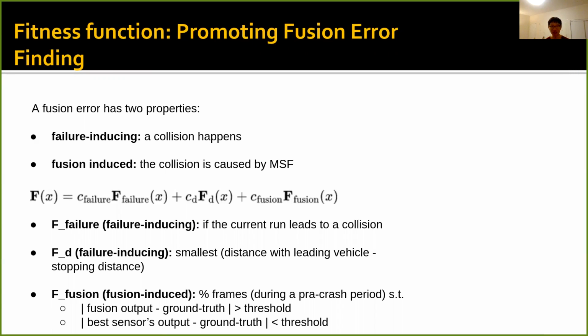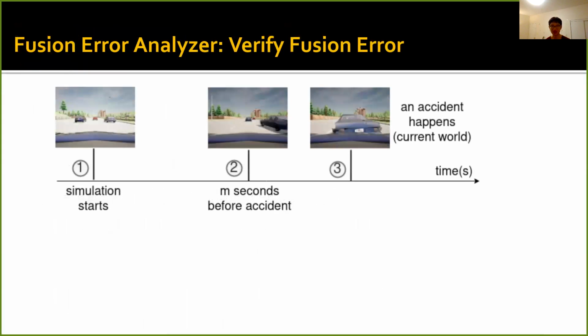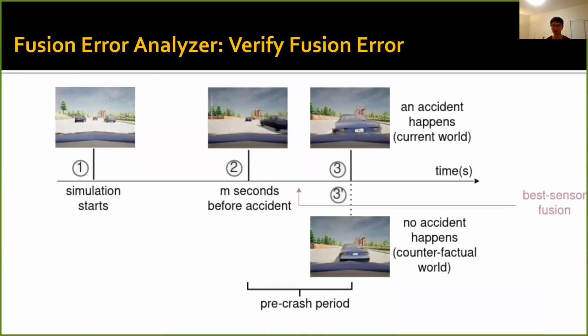And then the second part is about the fusion error analyzer, which is used to verify fusion errors. Say a collision has been found as shown in this graph, where a collision between the ADAS and the leading vehicle has been found in the current world, that is, during the fuzzing. Now, how to verify it? During the last M seconds before the accident, the sensor fusion is replaced by a method called bisensor fusion, which essentially outputs the sensor's output that is close to the ground truth as the output of the fusion module.